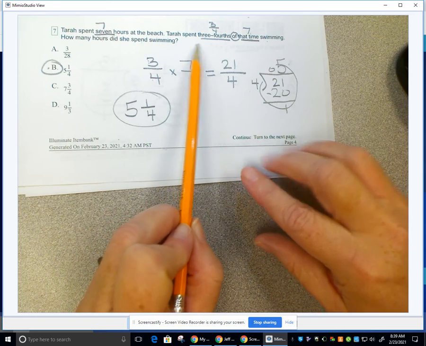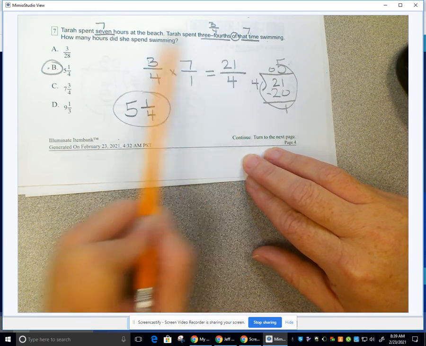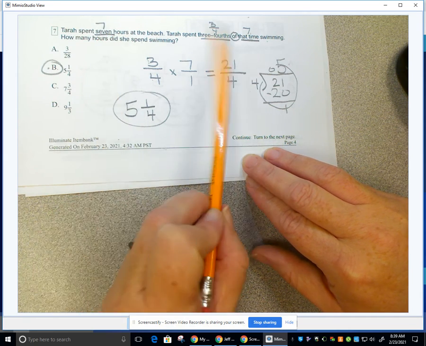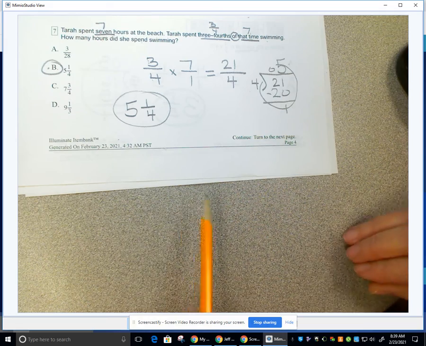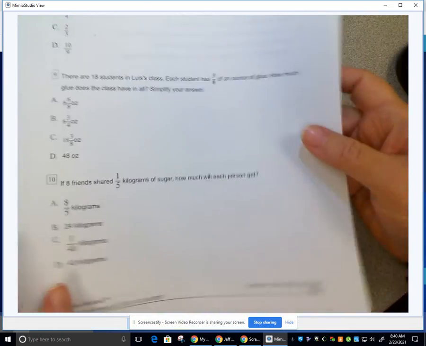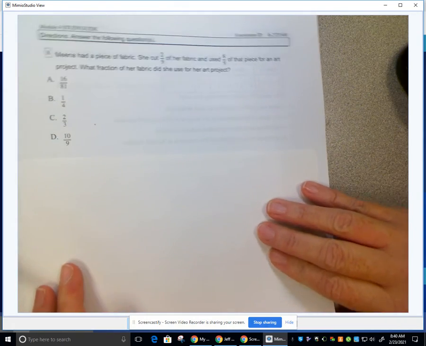Notice when you see the fractions in word form or the numbers in word form, underline them and make it a number so that it'll stand out a little more to you. Do it like I did it. Okay, let's go to number 8. I'll cover this so that the words don't all blend.